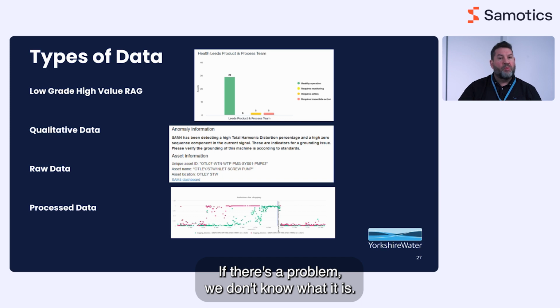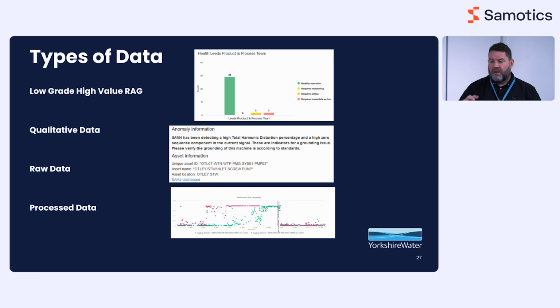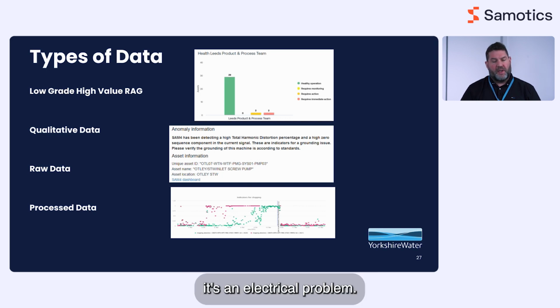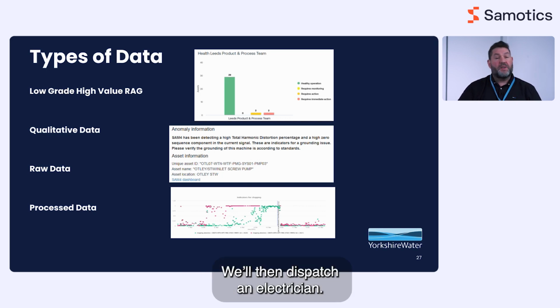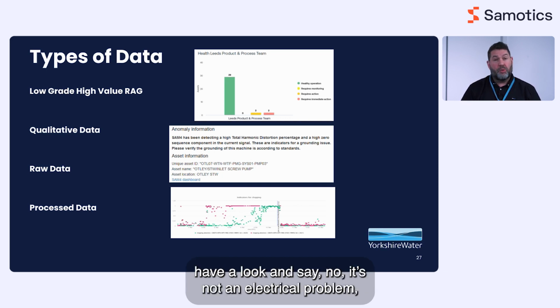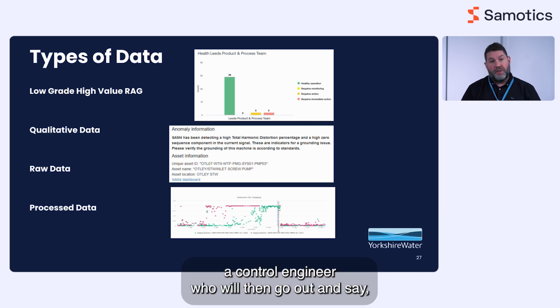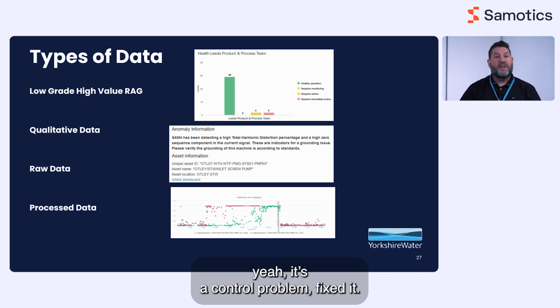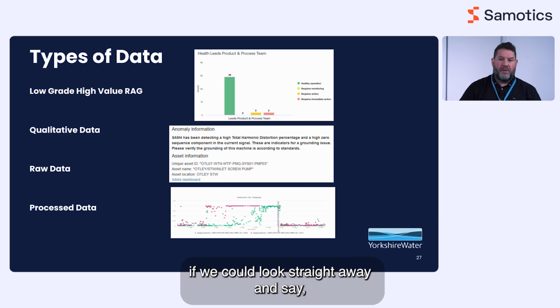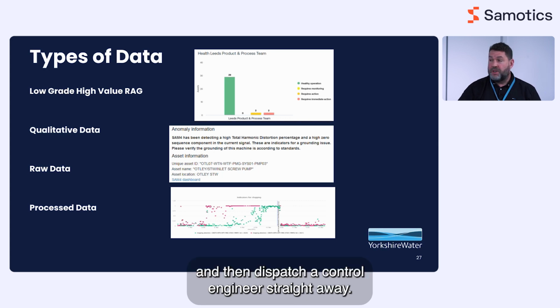Because if there's a problem we don't know what it is, we might send an op first off, they'll travel there, and then they'll have a look and say, oh, we think it's an electrical problem. We'll then dispatch an electrician. The electrician might get there, have a look and say, no, it's not an electrical problem, I think it's a control problem. So then we dispatch a control engineer who will then go out and say, yeah, it's a control problem, fixed it. But it'd be a lot better to start with if we could look straight away and say, oh, it's a control problem, and then dispatch a control engineer straight away.